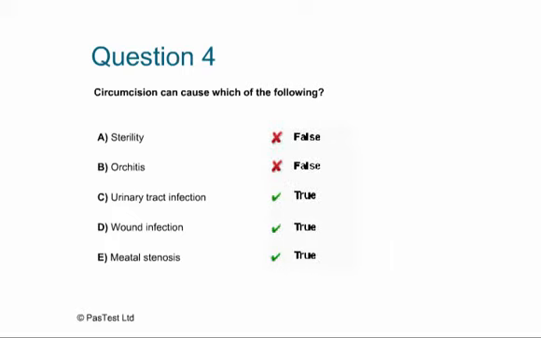Circumcision cannot cause sterility, and circumcision does not give you orchitis. But the process of being circumcised can give you urinary tract infection, so C is true. But generally, we would circumcise boys who are getting recurrent urinary tract infections to reduce their incidence of infection because of the uropathogens that live underneath the foreskin. So circumcision can cause acute urinary tract infection acutely, but is generally done to reduce the incidence of such infections. With any surgical procedure, a wound infection is a complication, so D is true, and also circumcision can produce meatal stenosis.